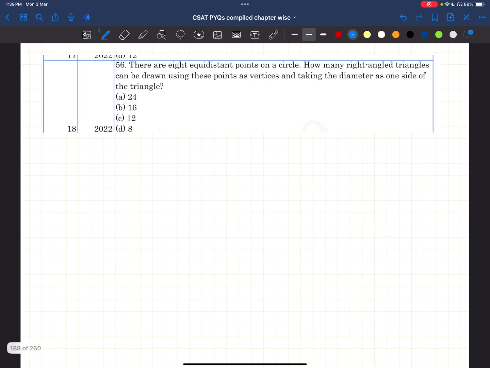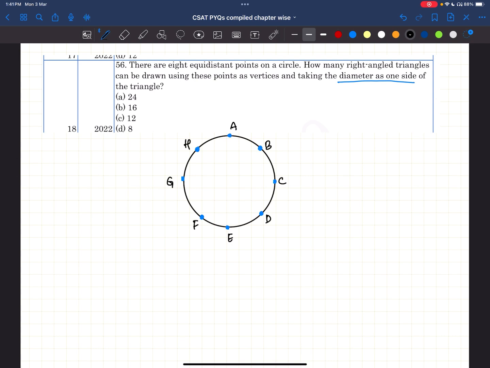Let's go to the next question. There are 8 equidistant points on a circle. How many right angle triangles can be drawn using these points as vertices and taking the diameter as one side of the triangle? See, in a circle, when we draw a diameter and connect any point on the circle, definitely this will be a right angle triangle for sure. This is the property of the circle.